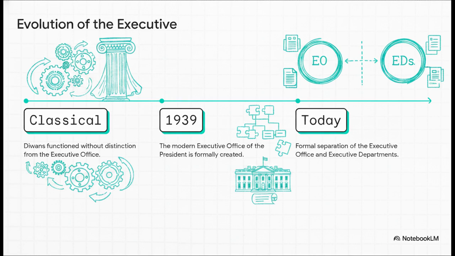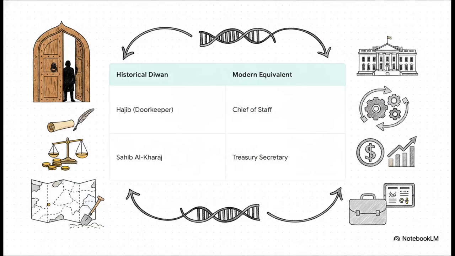Taking the United States as a primary example, it actually wasn't until 1939 that the modern executive office was formally created to organize the immediate central staff. Today, we see a very formal separation between the central executive office and the various executive departments. Yet, despite this modern formalization, the underlying functional roles remain strikingly similar to the classical era. And the translation into modern equivalents is just striking.